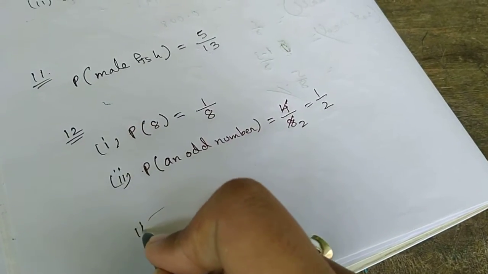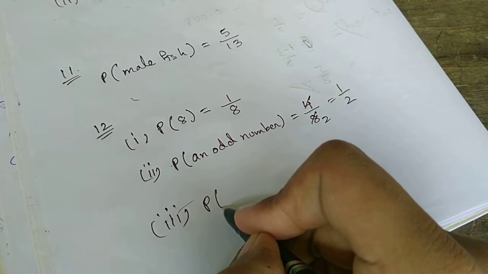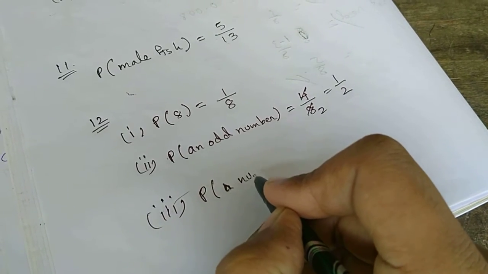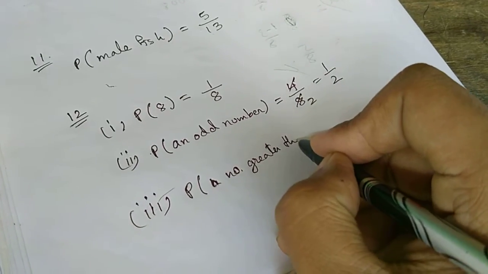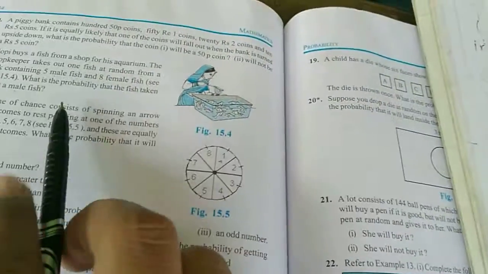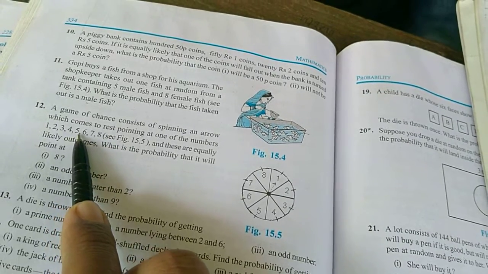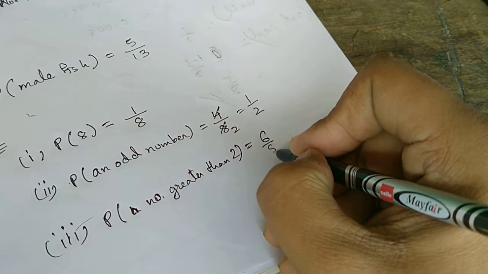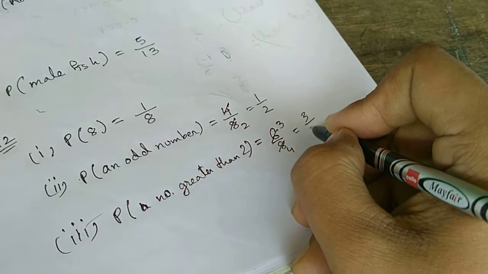Now the third part. What will be the third part? Probability of a number greater than 2. So what are the numbers greater than 2? 3, 4, 5, 6, 7, 8 all will come. So 6 out of 8. 2 threes are 6, 2 fours are 8, so it is 3/4.